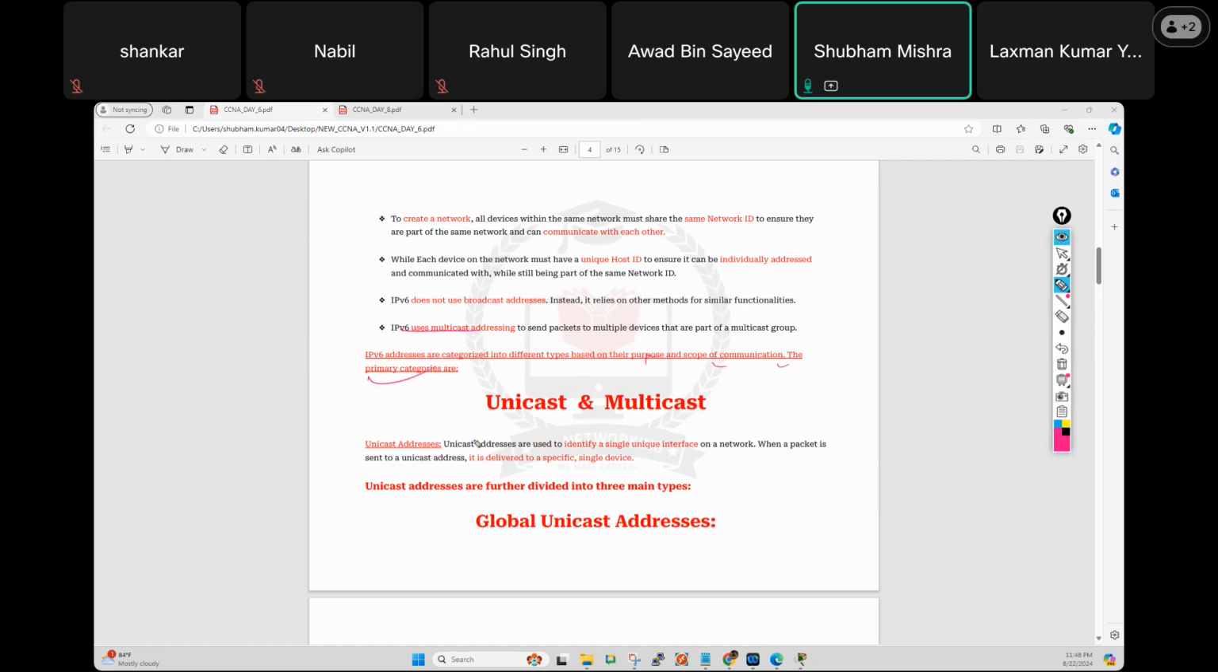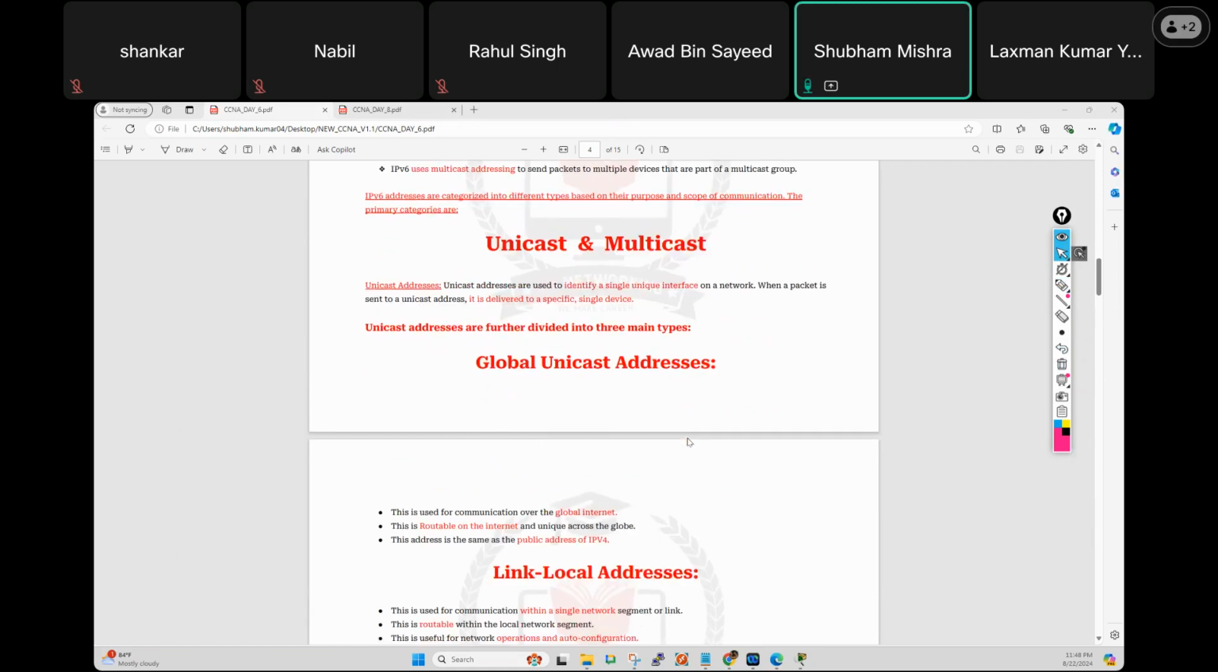The primary categories are unicast and multicast. I told you, in IPv4, there is a concept of unicast, multicast, and broadcast. But in IPv6, only unicast and multicast. Unicast addresses are used to identify a single unique interface, right? That is called unicast.